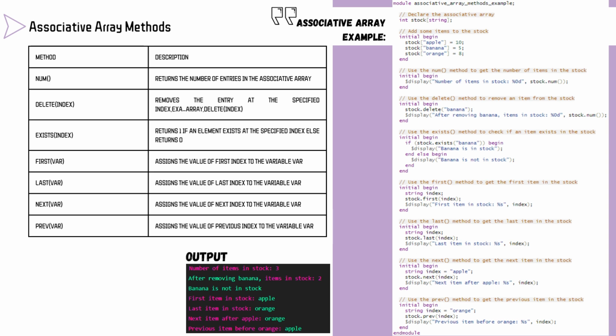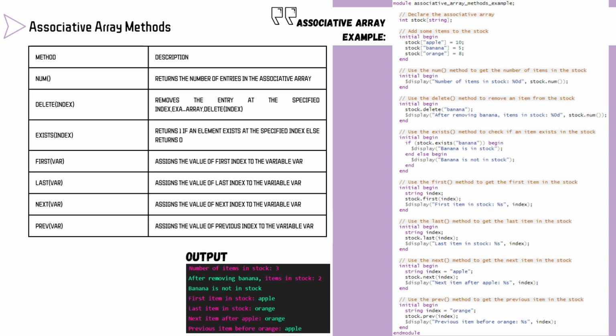Prev, var. This method assigns the value of the previous index in the associative array to the variable var. For example, if we want to assign the value of the previous index before the current index to a variable called prev_index, we can call ex_array.prev(prev_index).